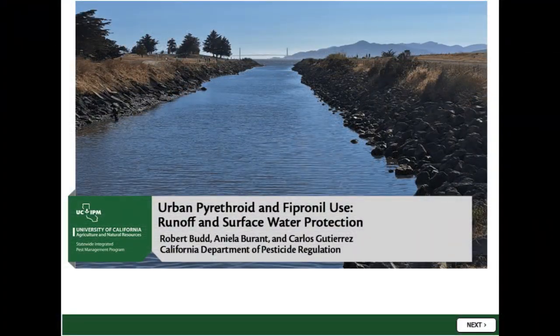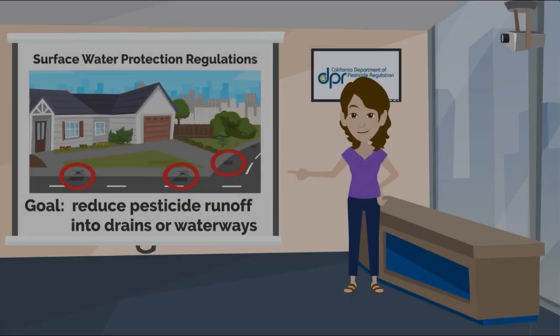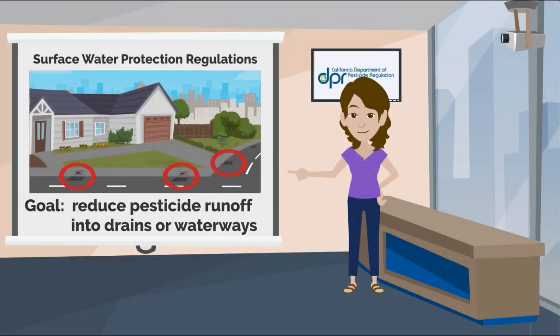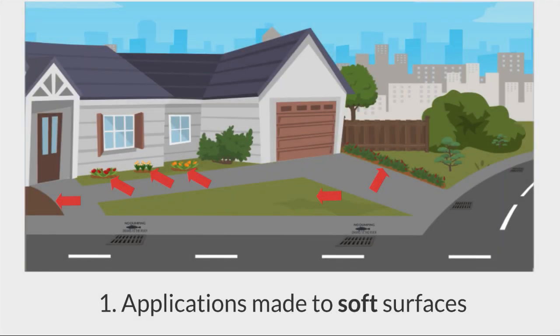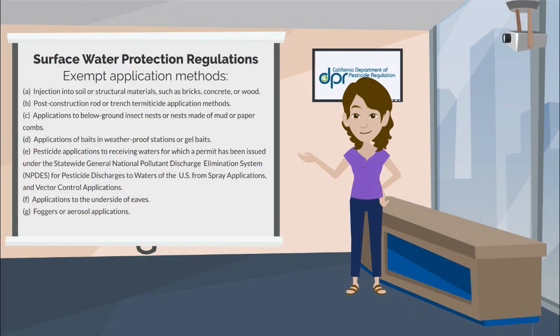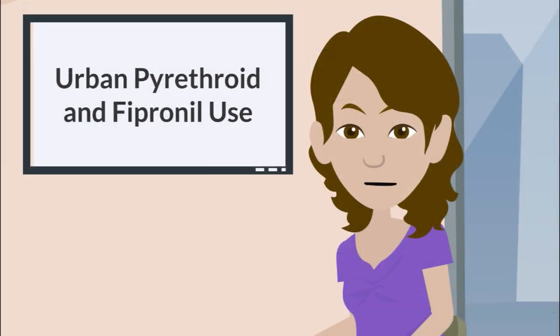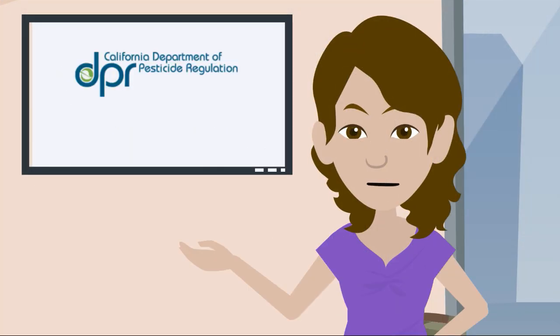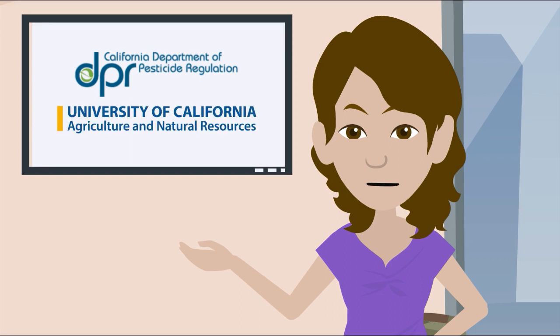The Urban Pyrethroid and Fipronil Use, Runoff, and Surface Water Protection online course presents information on California's surface water protection regulations that were put into place in 2012 to reduce the amount of pyrethroids in surface water runoff. The course illustrates the types of applications allowed under the regulations, as well as those that are prohibited and those that are exempt. This self-paced interactive online course was designed by experts from the California Department of Pesticide Regulation, DPR, and the University of California.